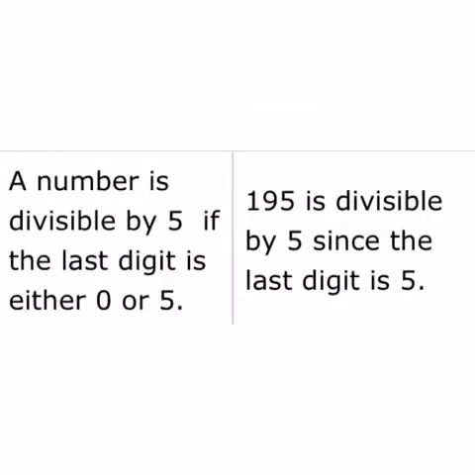So finally we can conclude that a number is divisible by 5 if the last digit is either 0 or 5.